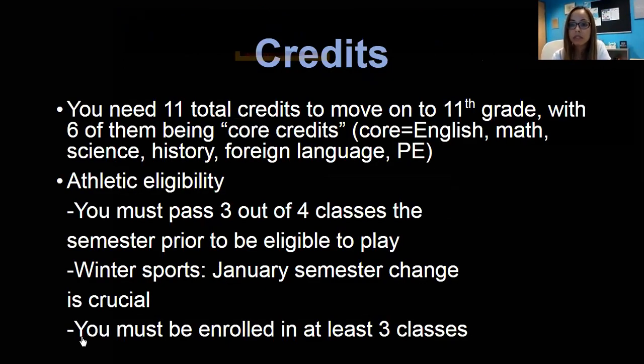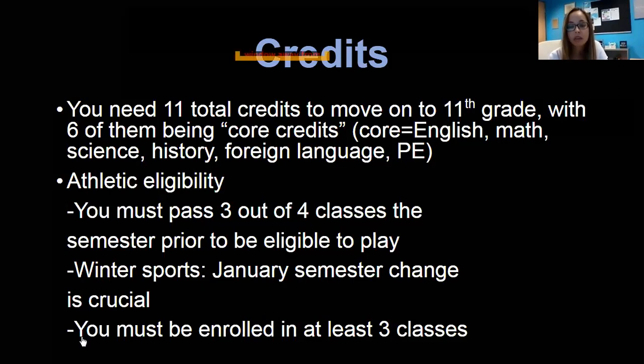And then just so you know, when we have your ACP, we'll go over where you currently stand, so just things to keep in mind. You need a total of 11 credits to move on to 11th grade, with 6 of them being core credits. Those core credits would mean English, math, science, history, foreign language, and PE. These are things that you need in order to move on to the next grade. When you meet with your counselor, they'll discuss your specific situation and information about if you would potentially be retained, but they'll go over that with you.